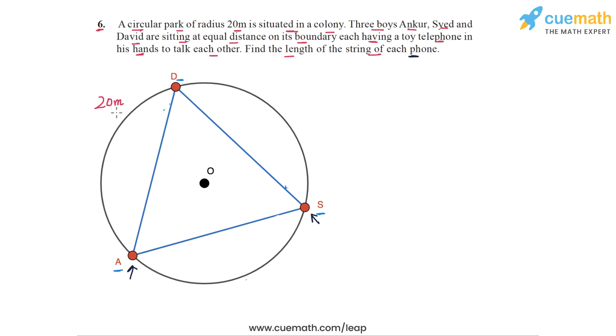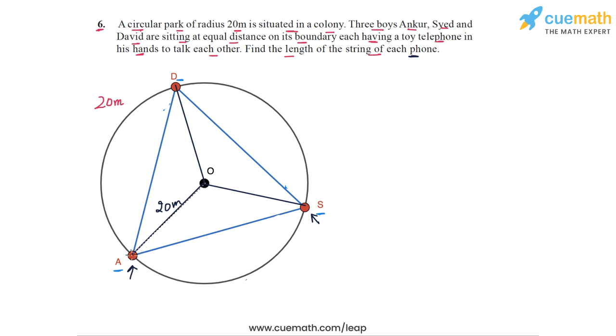Okay, now here's how you can solve this very interesting problem. Take the center O and join it to all the 3 points A, S and D. So we have OA, OS, and OD. All these 3 segments are radii of the circle, so they will have the length 20 meters each. Now I want you to focus on one of the 3 smaller triangles. So let's take the triangle OAS.